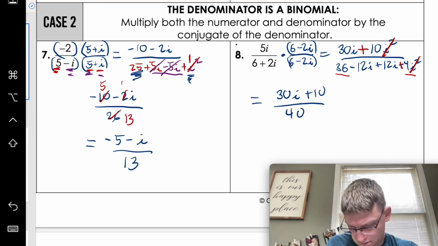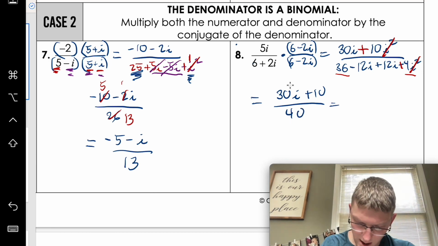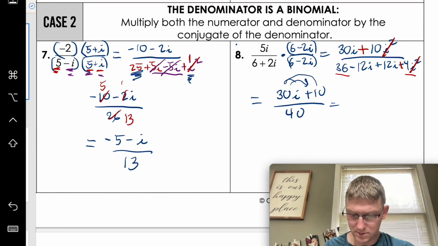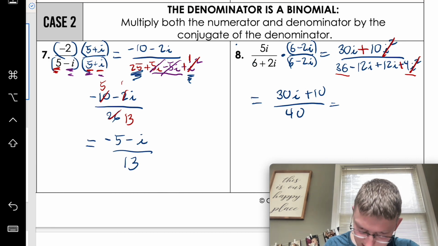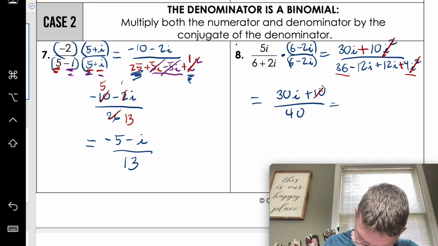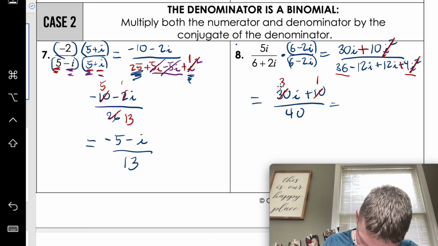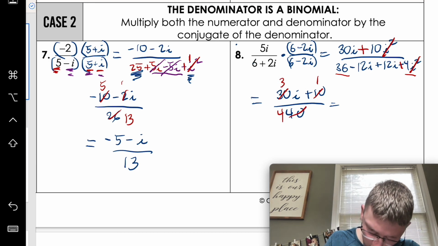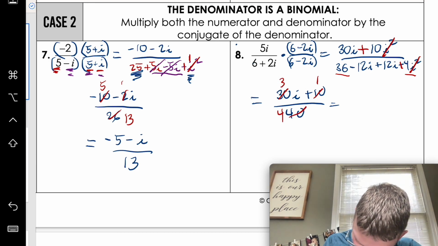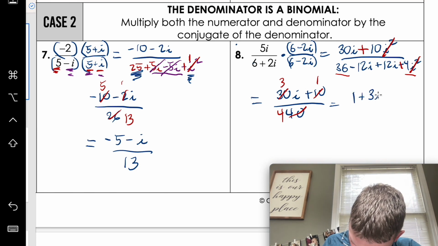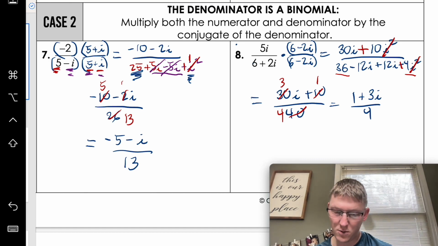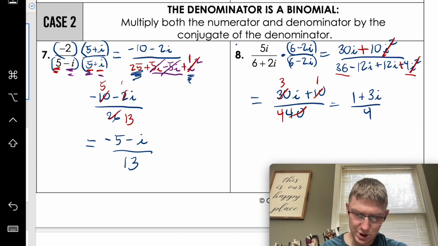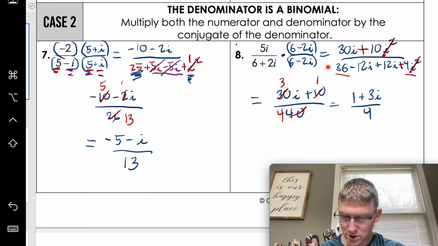40. I can pull a 10 out of that, and I'm just going to switch these numbers just because, you know, mathy people like that. So if I pull a 10 out, we're going to have 1, 3, and 4 left over. So that means we're going to have 1 plus 3i over 4. And there you go. Again, the trick here is just finding this complex conjugate and making sure that we algebra correctly.